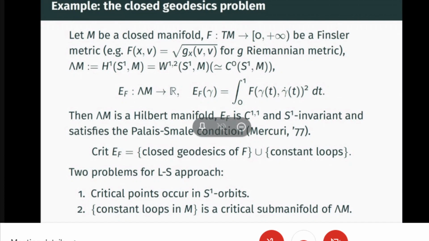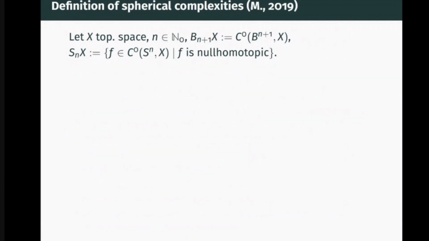And this is kind of how I started to do my construction here, the so-called spherical complexities. I do this generally not for loop spaces, but for maps from spheres to a space X, so just sphere spaces, because the general construction works in every dimension. We have a topological space, and we take some number n, and I let B^{n+1}(X) denote the space of continuous (n+1)-balls, so just the unit ball in R^{n+1} here.